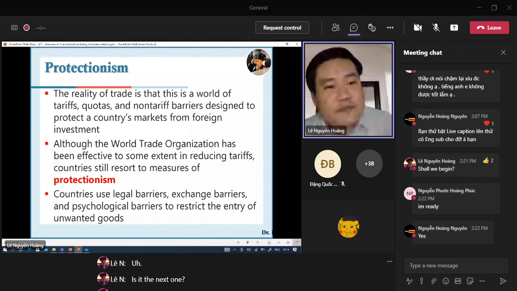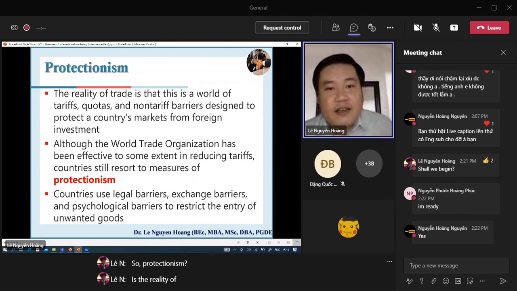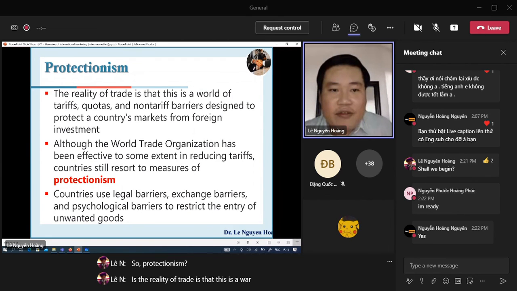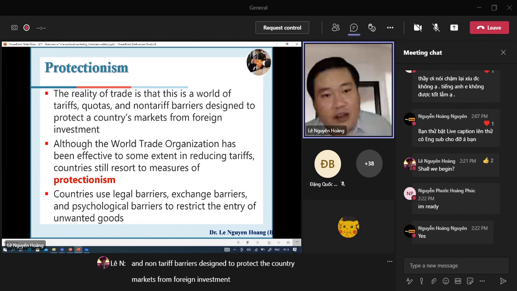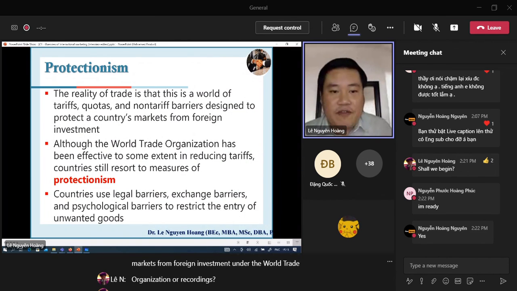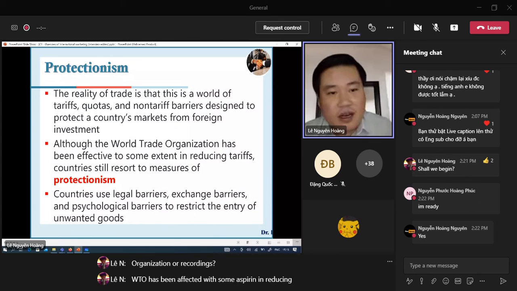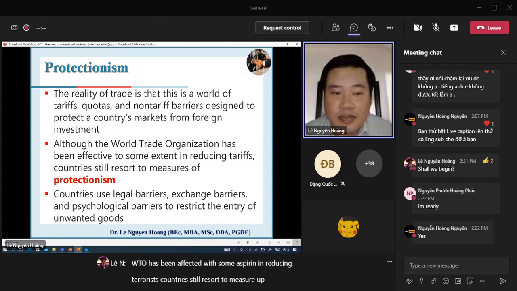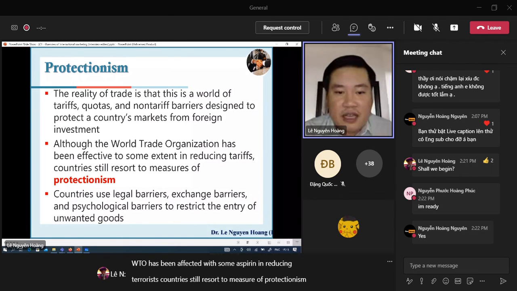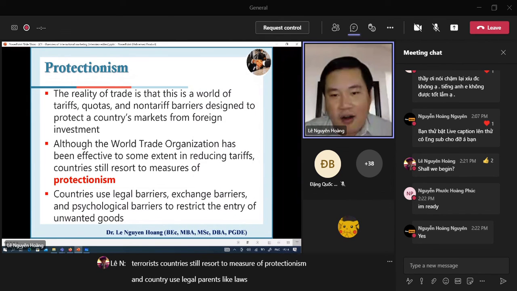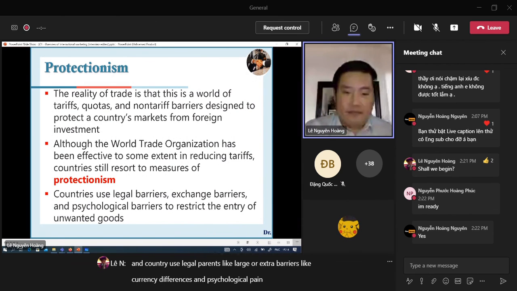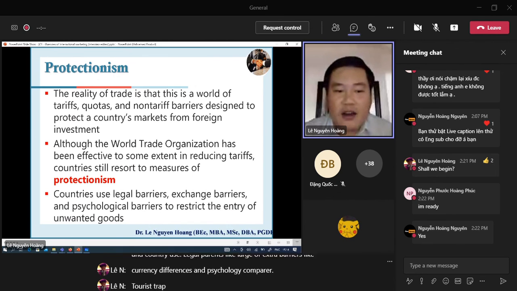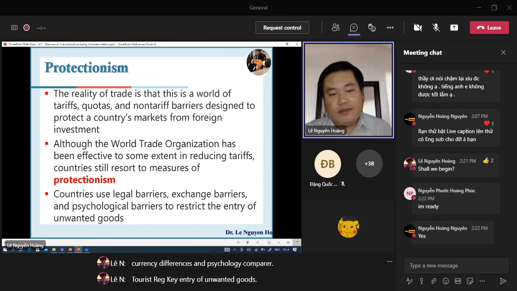So protectionism is the reality of trade. This is a world of tariffs, quotas, and non-tariff barriers designed to protect a country's markets from foreign investment. Although the World Trade Organization, or WTO, has been effective to some extent in reducing tariffs, countries still resort to measures of protectionism. Countries use legal barriers like laws, exchange barriers like currency differences, and psychological barriers to restrict the entry of unwanted goods.